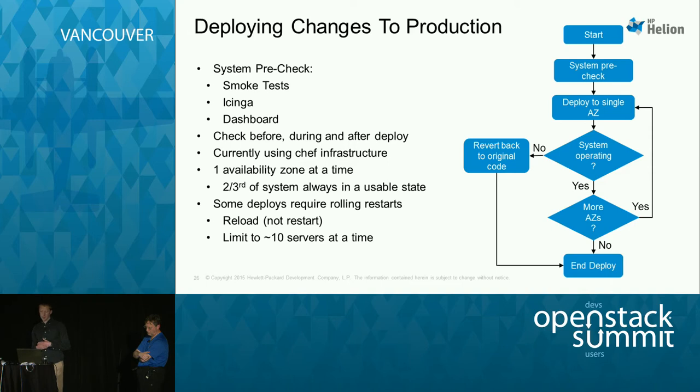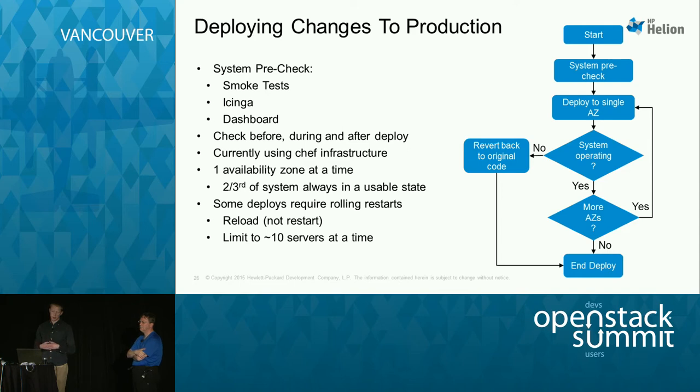The second part of the deploy, which is important to note, is, as Donna pointed out earlier, we have our production systems split into 3 different availability zones, which also correlate to failure zones. And with 3 replicas of Swift in our system, that means each zone should have 1 copy of a Swift object. So with this in mind, we deploy to a single AZ at a time. And we do this because of the properties of Swift.